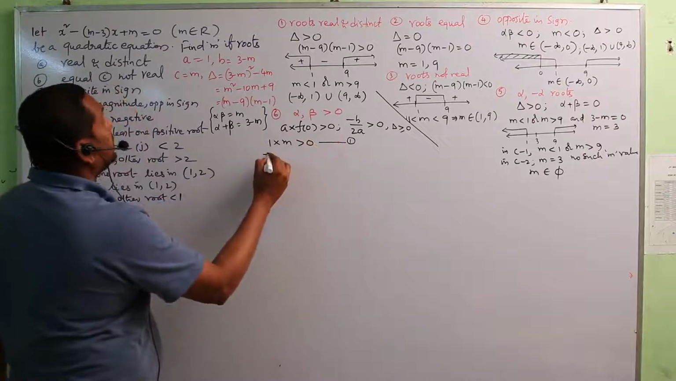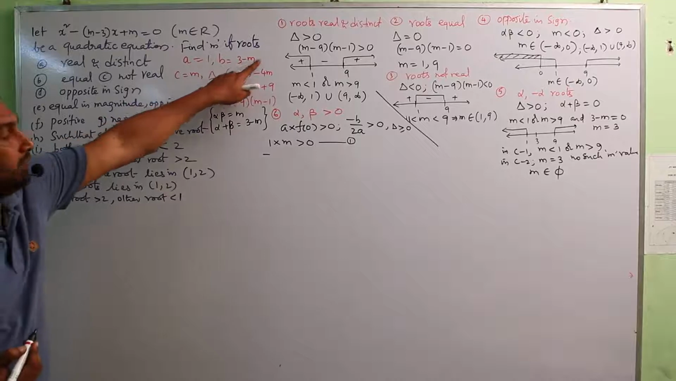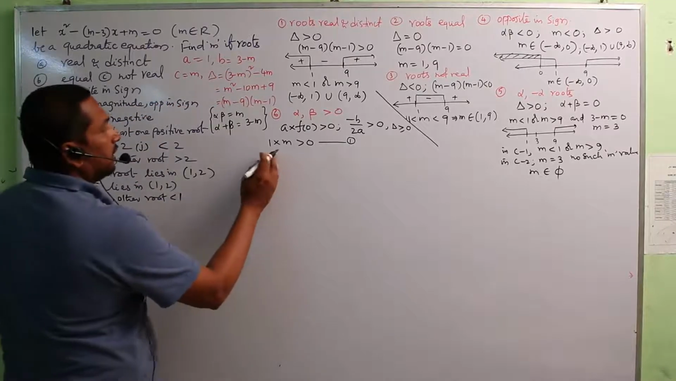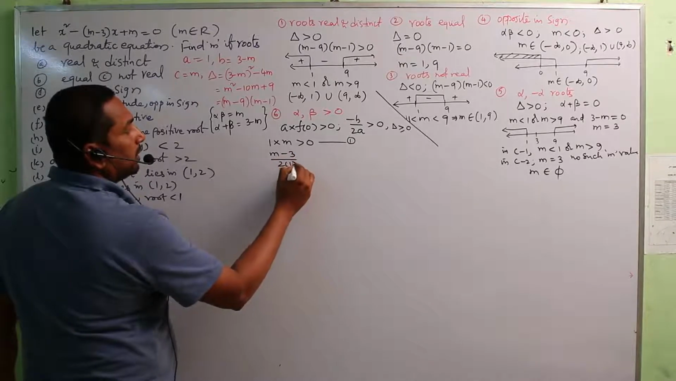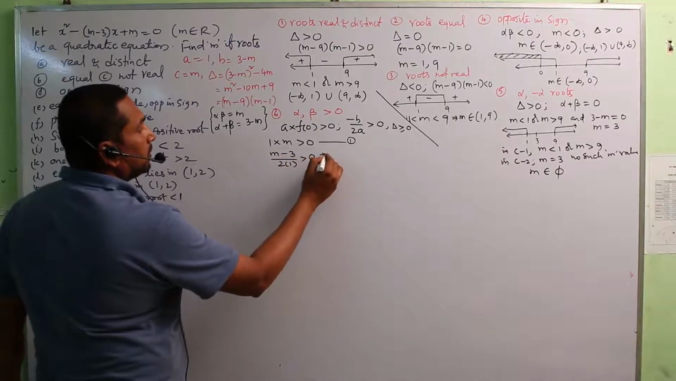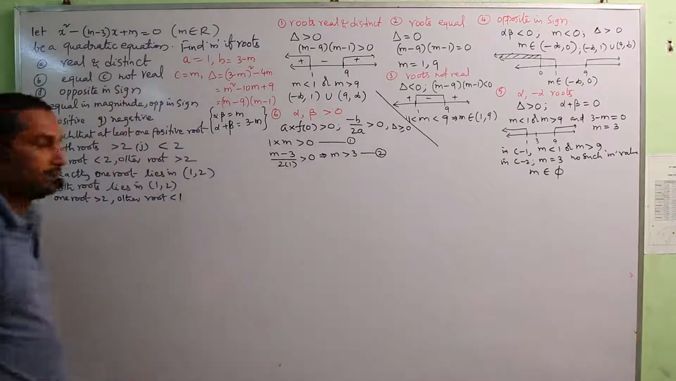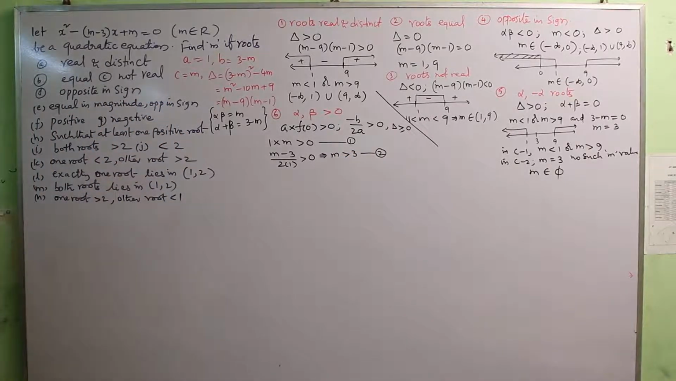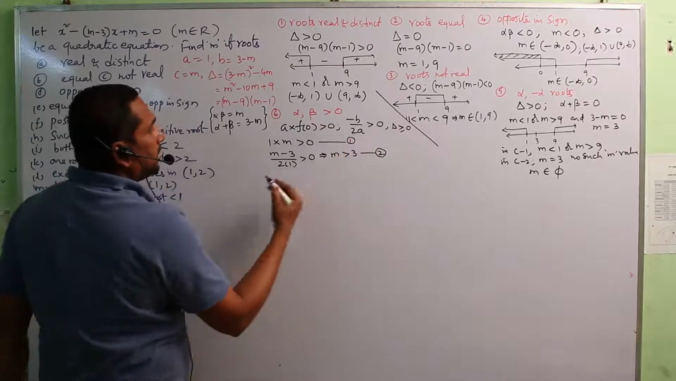Minus b, minus b. What is b? 3 minus m, minus b. m minus b by 2 into 1 greater than 0. That implies m greater than 3. That is the second case, m greater than 3. Now, next one, delta greater than or equal to 0.